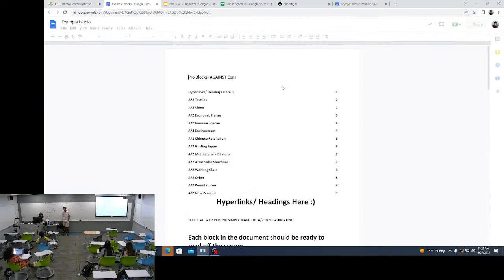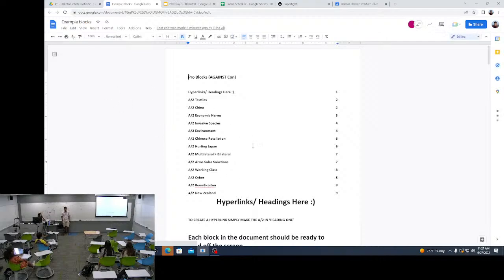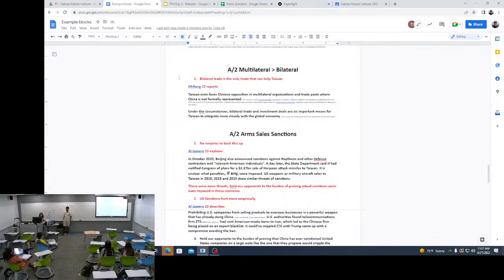So kind of the same idea with all of the headings. So here are all of our answer twos, and instead of AT, we do A2 because we just learned it that way. So ours are all hyperlinked. So you click this, and let's say I want to go to multilateral over bilateral. I will click this, and it'll take me directly to this block. And then Maddie has a separate document that she puts all of these blocks into. And then she just reads them through that.